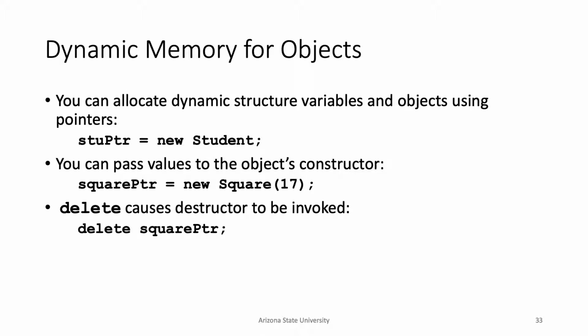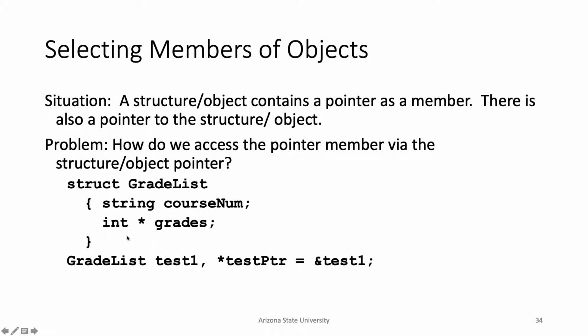Okay, so you can use dynamic memory for objects. This isn't anything different. Instead of just saying new int here, you just say new whatever the object name is. So nothing new. And you use delete in exactly the same way. So nothing new.